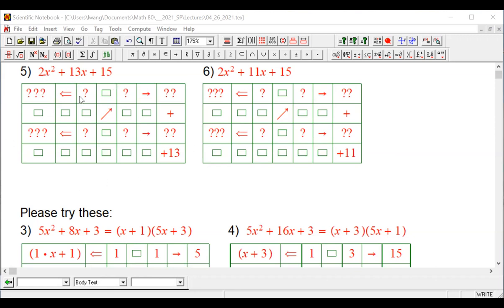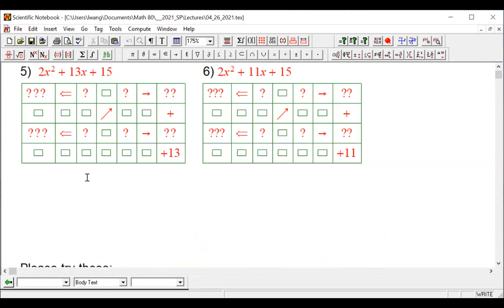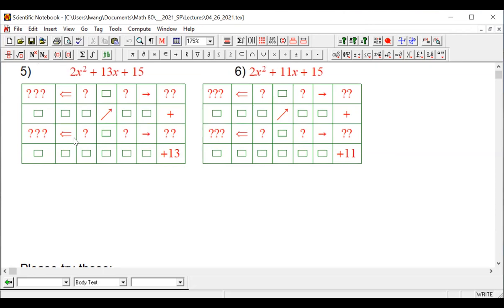Okay, did we get the first one? Did we get one of them? Let me see the answers. Come on, guys. We are doing it, right? We're doing it. Okay. So 1 times 2.